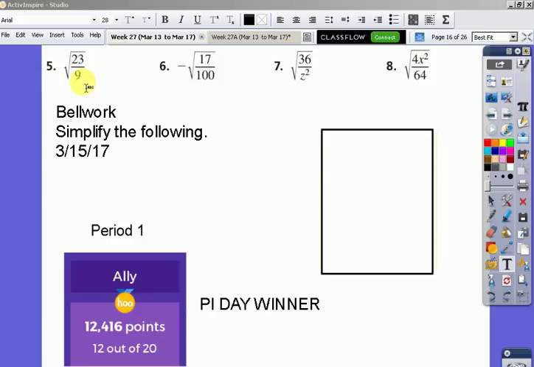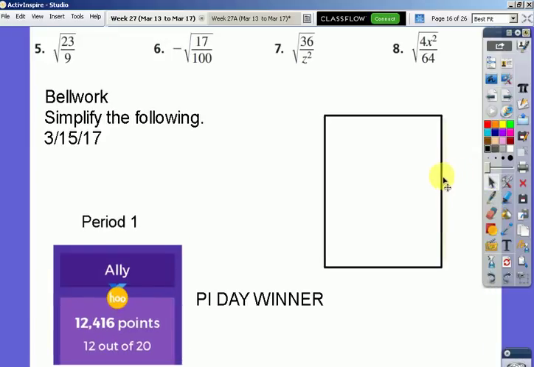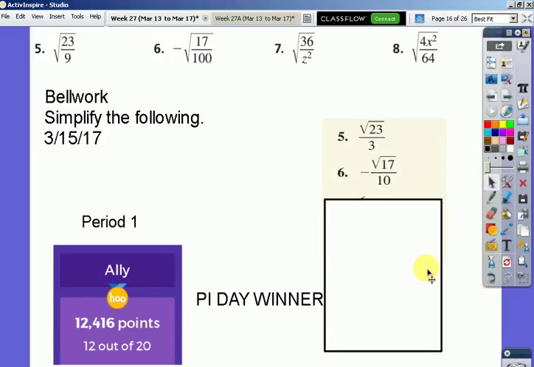separate radicals. So the first one would be square root of 23 over square root of 9. Since 23 can't be broken down any further, it's just the square root of 23 over 3. So here are the answers for this slide. If you're watching it on video, make sure to pause it and give it some time. Try these problems, and then here are the answers.